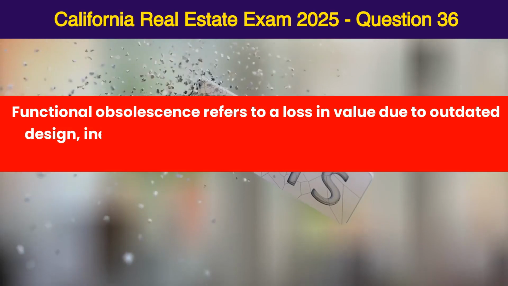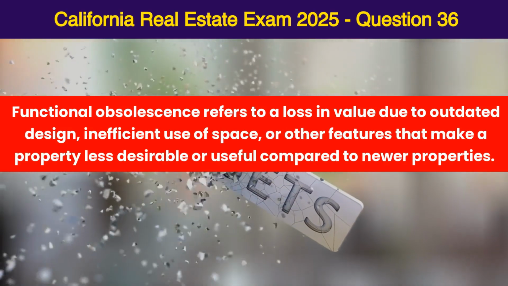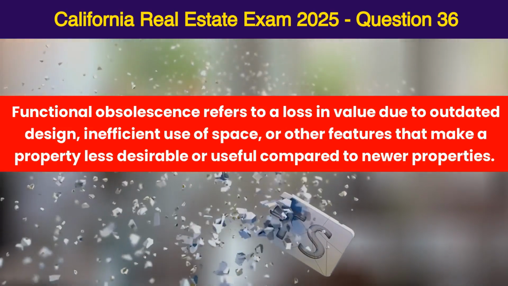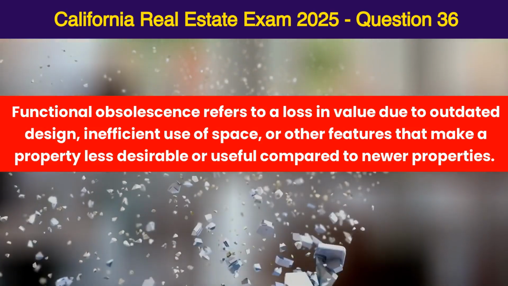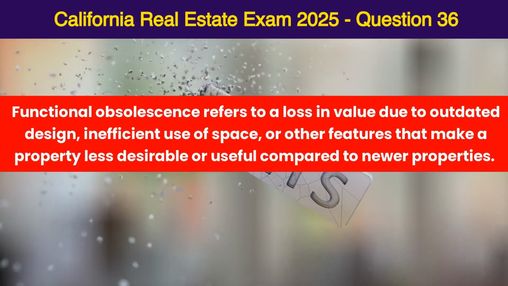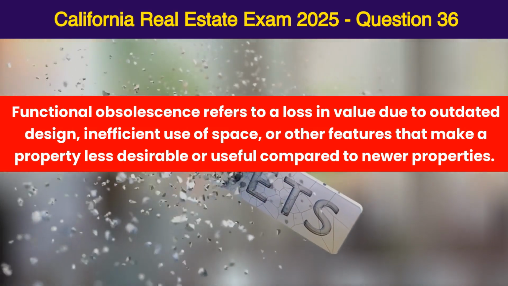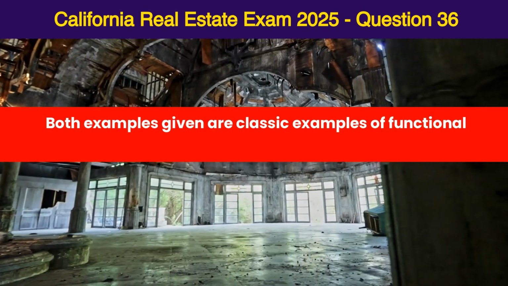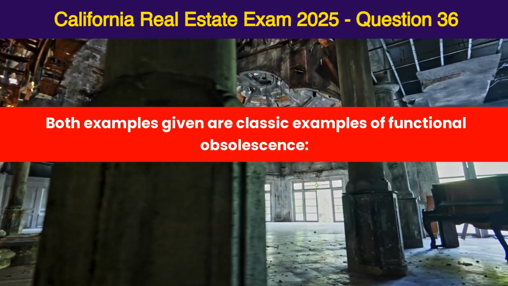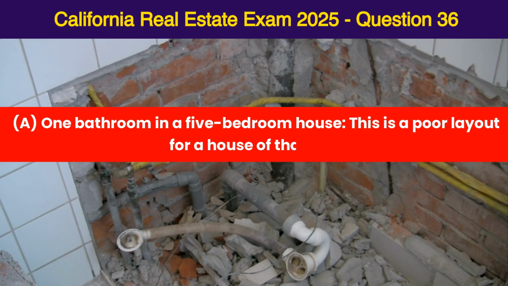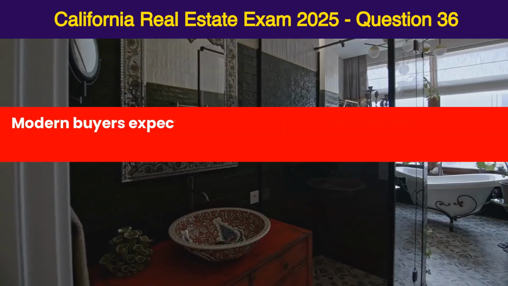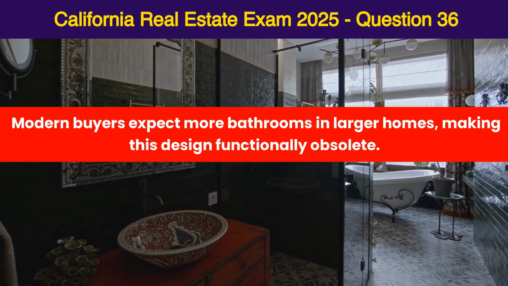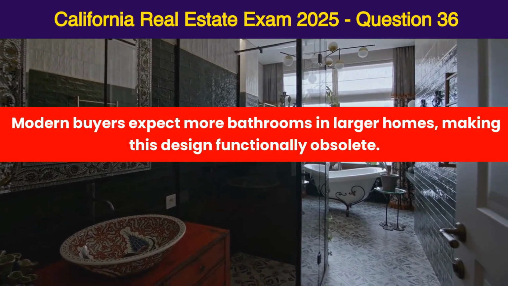Functional obsolescence refers to a loss in value due to outdated design, inefficient use of space, or other features that make a property less desirable or useful compared to newer properties. Both examples given are classic examples of functional obsolescence. A. One bathroom in a 5-bedroom house. This is a poor layout for a house of that size. Modern buyers expect more bathrooms in larger homes, making this design functionally obsolete.